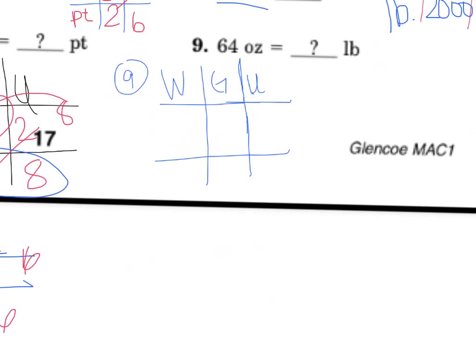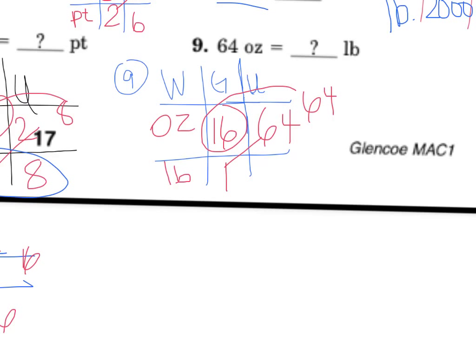Number 9 is ounces and pounds. And on our math chart it says 1 pound is 16 ounces. Here we have 64 ounces. 1 times 64 is 64. Divide by 16, and that is 4. So 64 ounces is equal to 4 pounds.